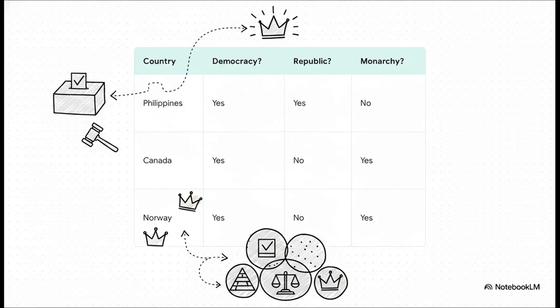But, out in the real world, countries rarely stick to just one textbook definition. Take the Philippines, for example. It operates as both a democracy and a republic at the exact same time. But what about Canada and Norway? They are highly democratic for sure, yet technically they're not republics because, constitutionally, they are actually monarchies. It's wild. Governments constantly layer these foundational concepts together to make things work.